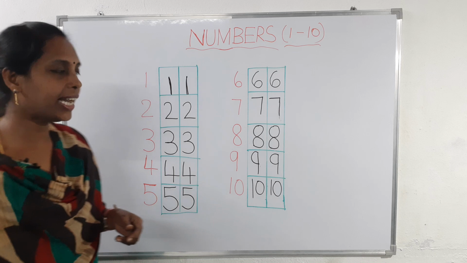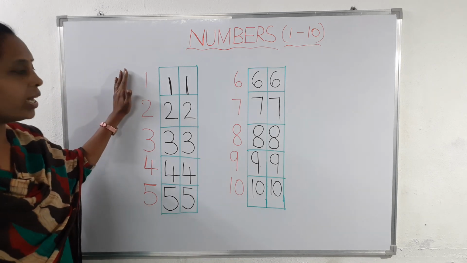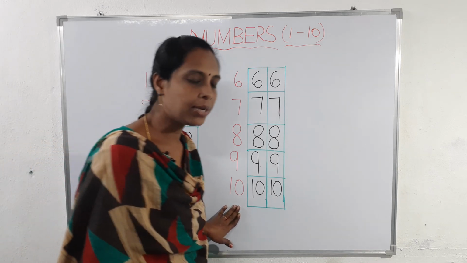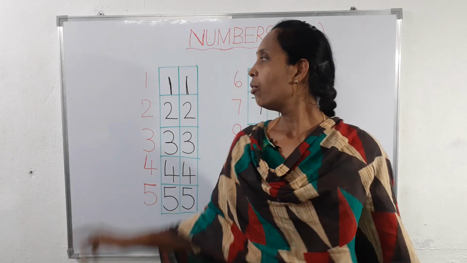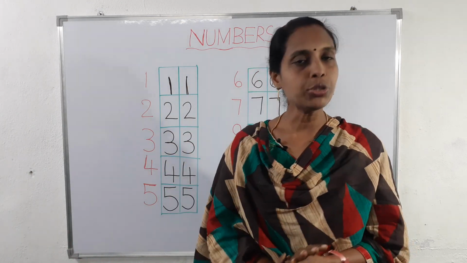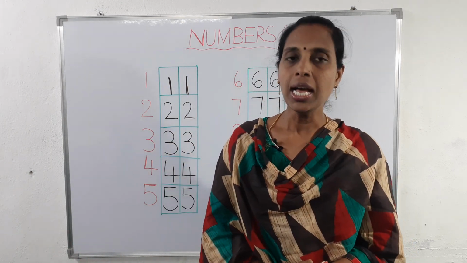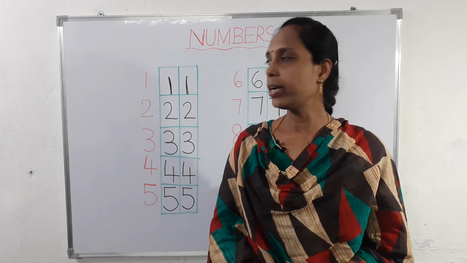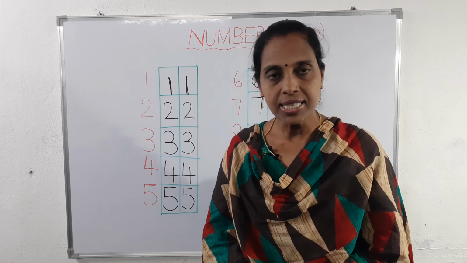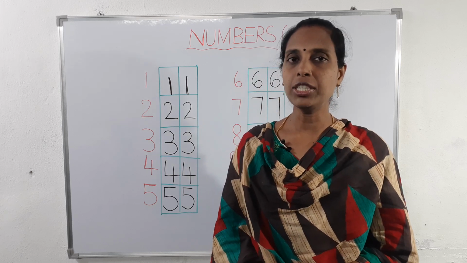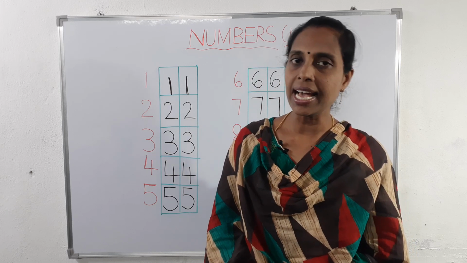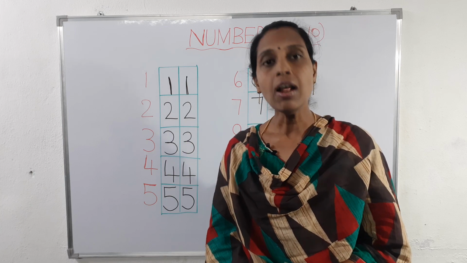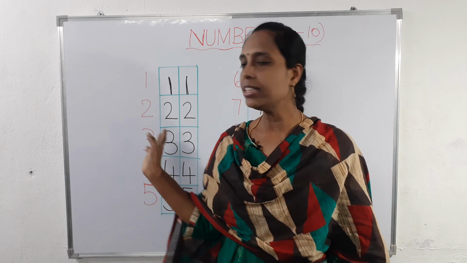See all of you once again. Here I wrote 1 to 10 numbers. Already we learned 1 to 10 numbers, how to write with the strokes, and also I explained with examples. Okay, children, all of you practice these numbers from 1 to 10. In next class, I will explain one activity on these numbers.